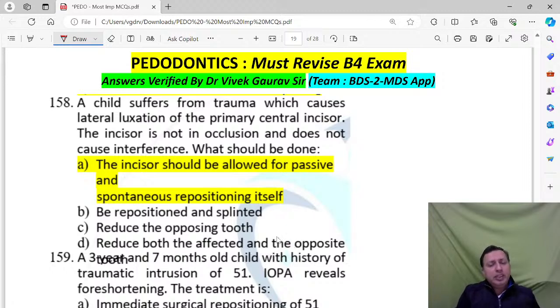See, in the case of a severe lateral luxation, we generally say extract the tooth. In the cases where there is a mild interference in the occlusion, we do the grinding. But if it is not causing any interference in the occlusion, then we always say wait and watch in the case of lateral luxation of the primary teeth. So for question number 158, the correct answer is A.